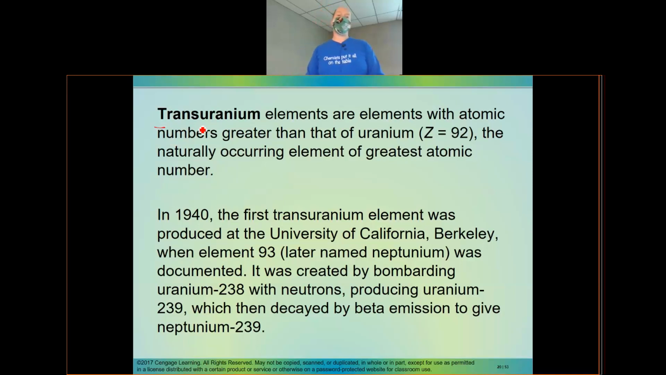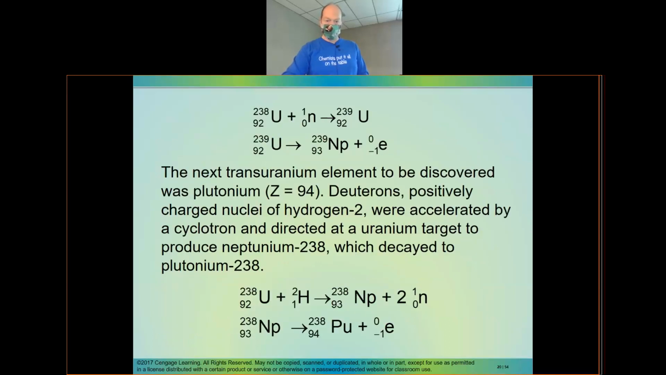Transuranium, if you hear the term transuranium, that just means elements after uranium. Uranium is atomic number 92, so any elements past 92 are called transuranium elements. All of these are made in labs by doing different nuclear reactions.